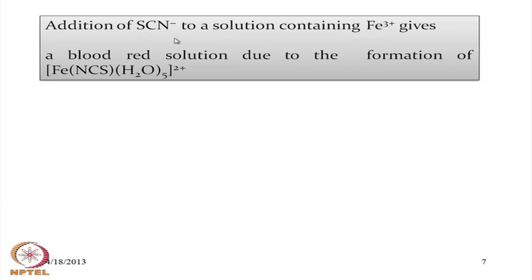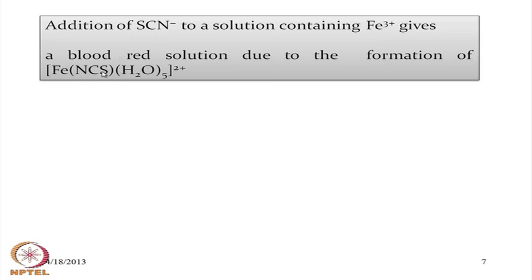So, when we add thiocyanate to the ferric ion, because the ferric ion present in water, we already know that it is basically the corresponding hexaaquaferric ion. So, the hexaaquaferric ion will be there, and when we add only a 1:1 stoichiometric amount of thiocyanate to the ferric ion solution, a blood red solution is developed due to the formation of this particular species, where one of the bound water molecules around iron has been substituted by thiocyanate anion.